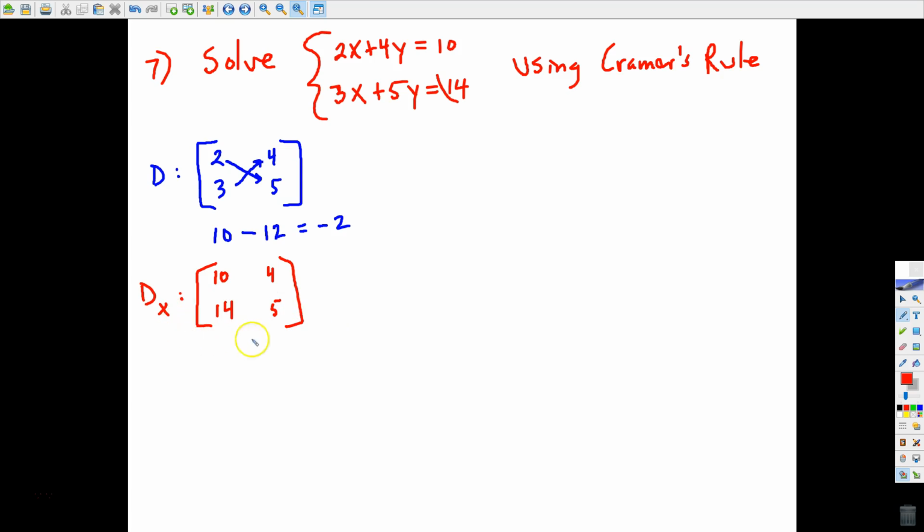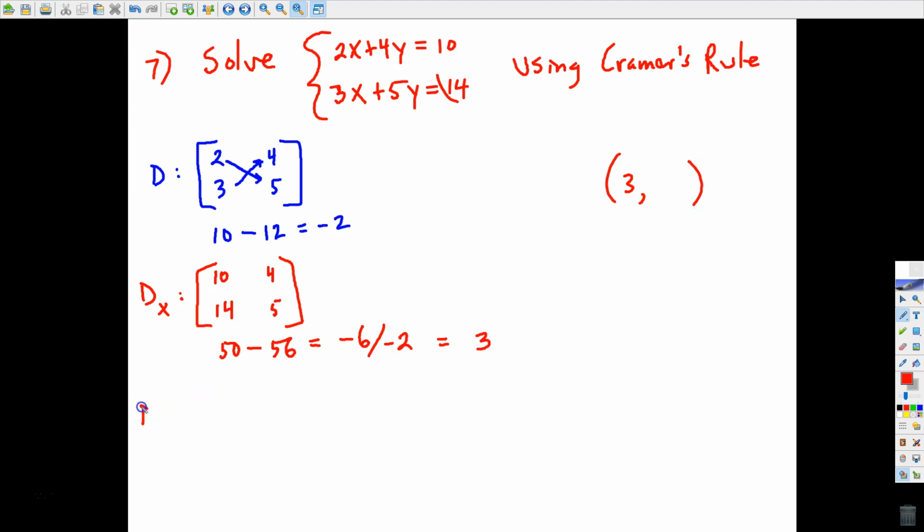Now let's find the determinant of this red matrix. 10 times 5 is 50, minus 14 times 4 is 56. So D sub x is negative 6. Don't make the mistake that some people make and think that we found our answer for x. We found the determinant called D sub x. To find x, you always divide by the initial coefficient matrix determinant. So I need to divide by negative 2 to get my final answer for x. So x is 3, and I'll show my answer as an ordered pair.